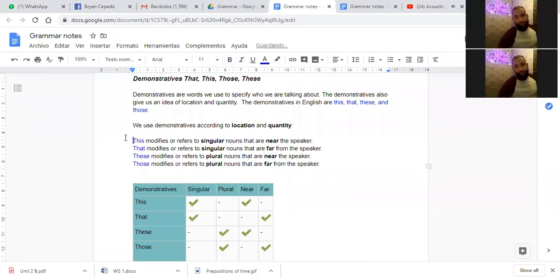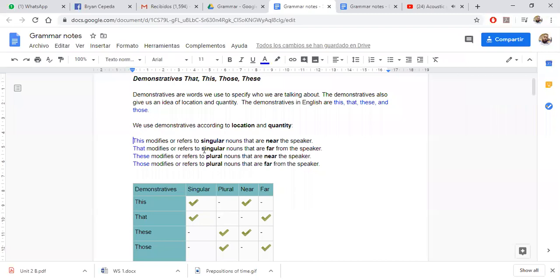So what do you have? You have this is for singular and near. That is for singular and far. These is for plural and near. And those is for plural and far, distant, okay? When something is distant, it's far, it's away.